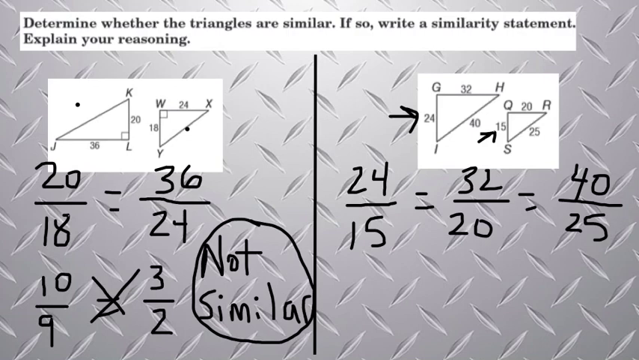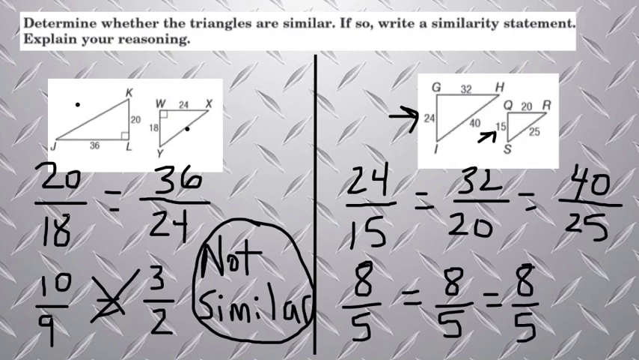So let's reduce 24 and 15, common factor of 3, reduces down to 8 over 5. 32 and 20, common factor of 4, reduces down to 8 over 5. 40 and 25, common factor of 5, 8 over 5. So you'll notice that these are similar by side, side, side. So I'm going to write that up here. I don't have a ton of room.